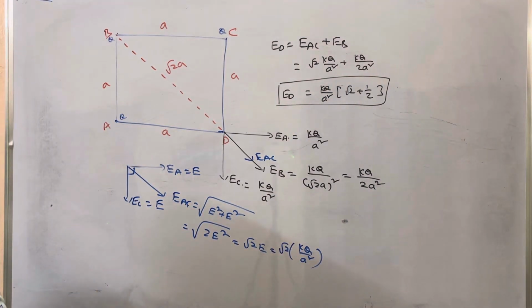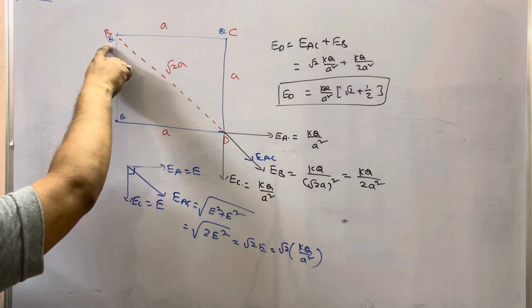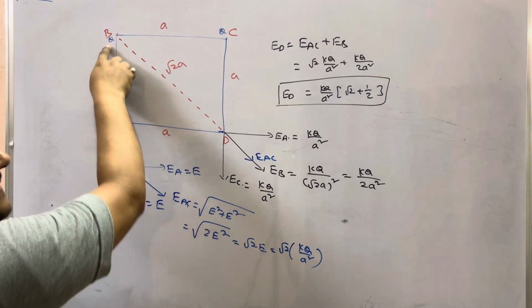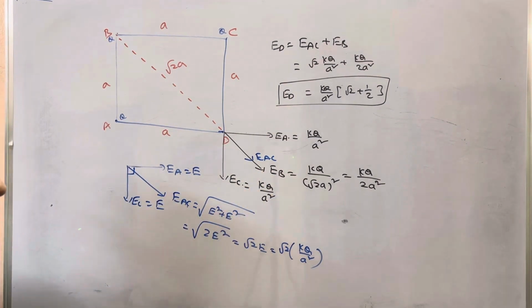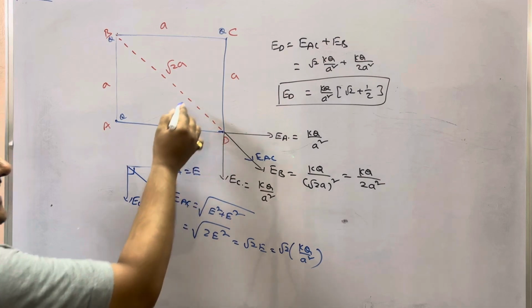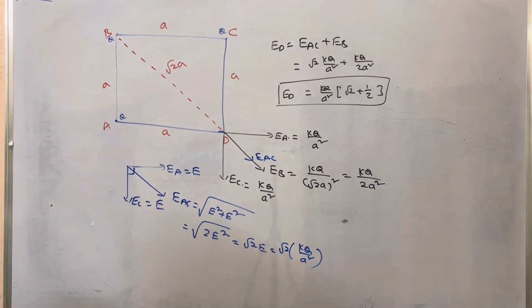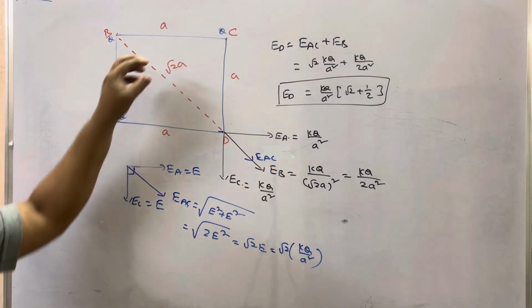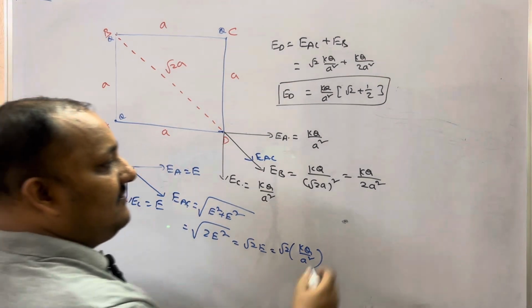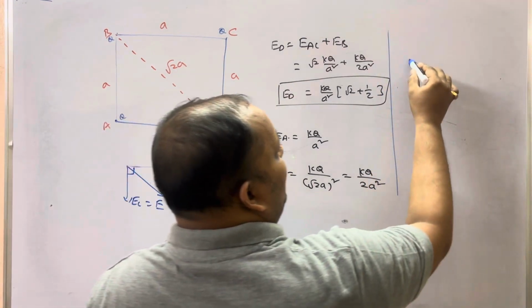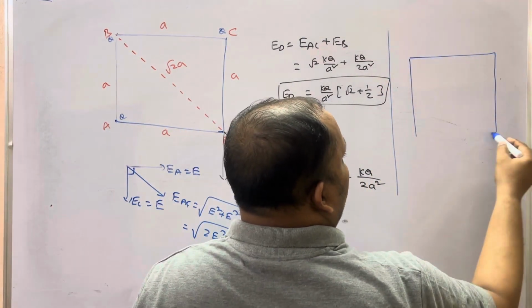Now the same question they have given here with minus q at B. If it is minus q, how will EB be coming? So EB will come in this direction. Why? Because for a negative charge, the electric field intensity is towards the charge. Then what is your answer? Then what is your answer, just you can see.